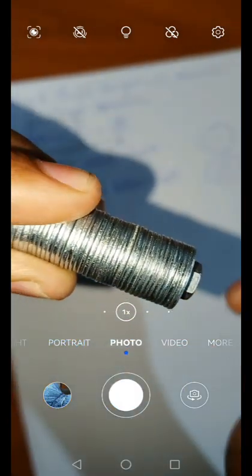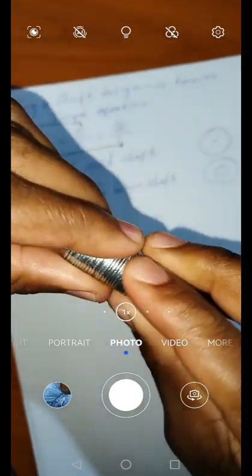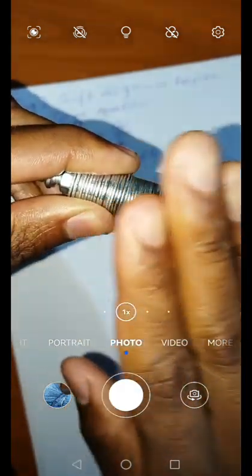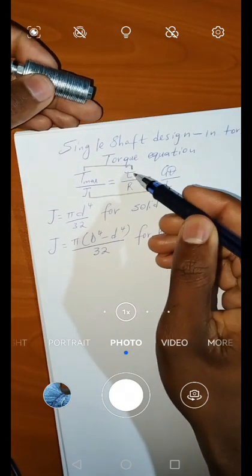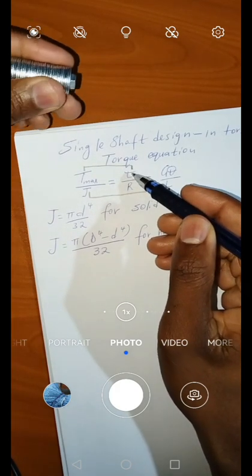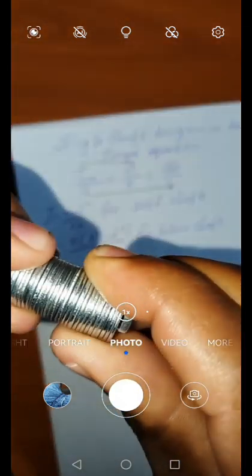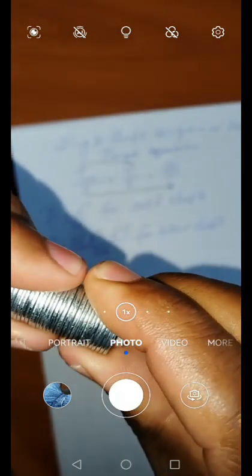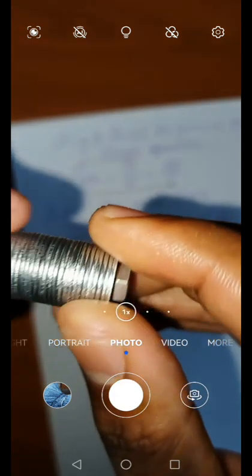So the impact of torque in this scenario is going to tend to slide the layers of this material over each other. In that way, that torque is going to cause what we call the shear stress. So the shear stress will be that tendency that tends to slide the surface of this material over each other.